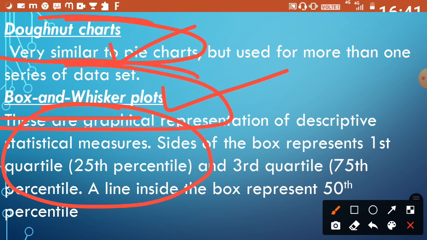The box and whisker plot is a bit interesting, and I think in our previous class sir has already taught us about the box and whisker plot, but I will teach you again. Fine, so let's move on to the next slide.